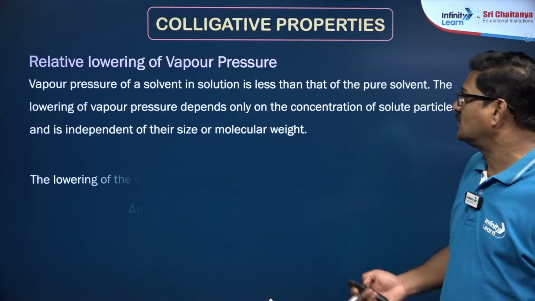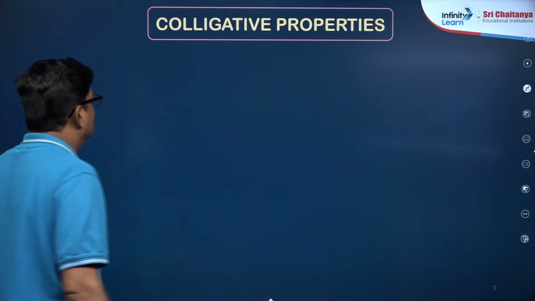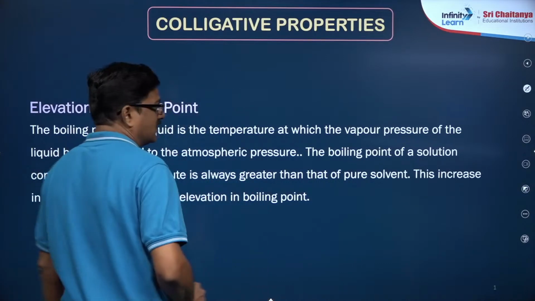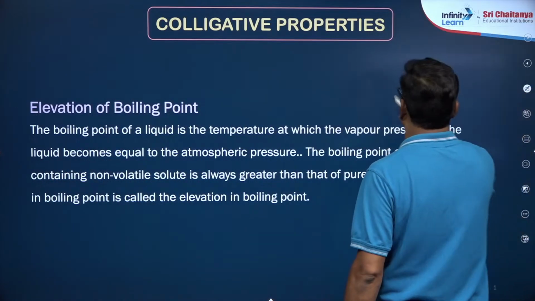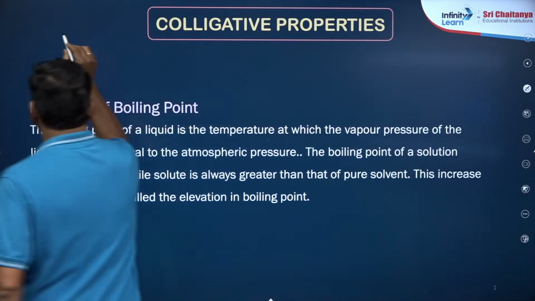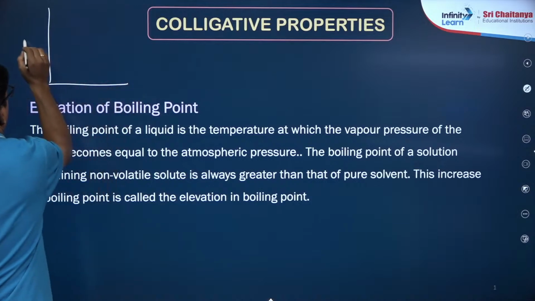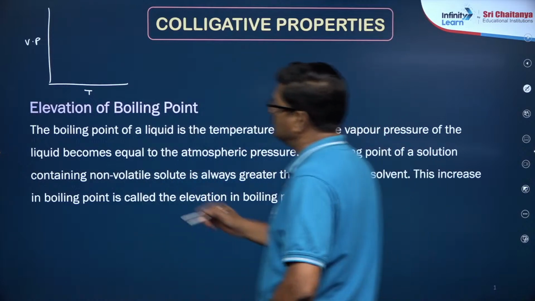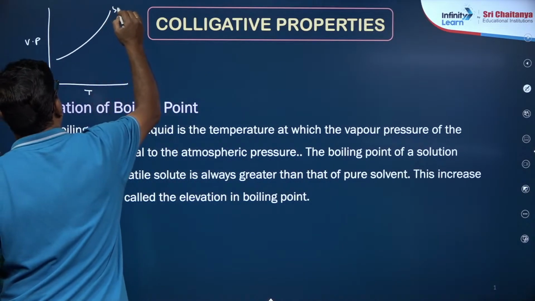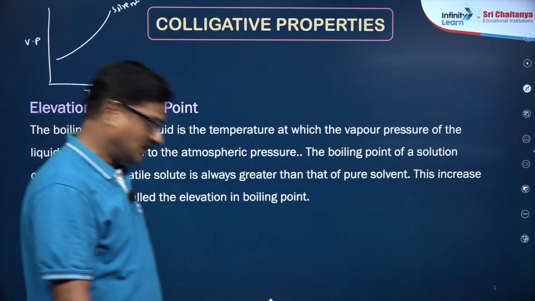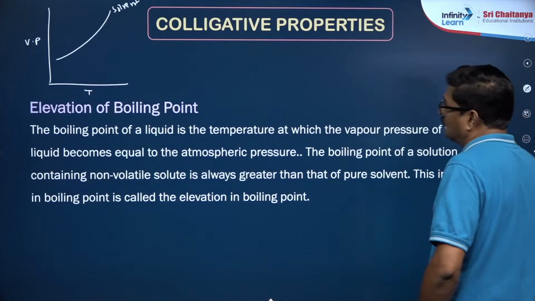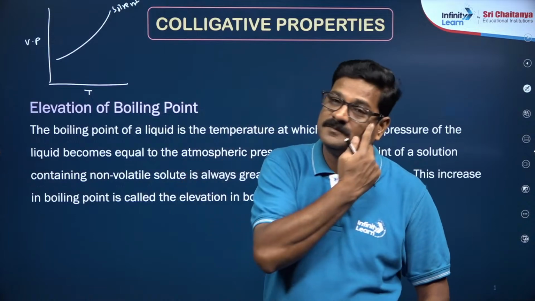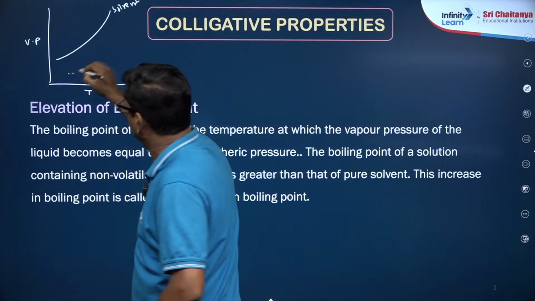Right, we already discussed relative lowering of vapor pressure. Now talking about elevation in boiling point. What is this elevation in boiling point? Let's take a graph of vapor pressure versus temperature. If you take a solvent, this is your solvent. If you take a solution containing non-volatile solute, its vapor pressure will be lower than the solvent's. The vapor pressure is always lower. This is the solution.